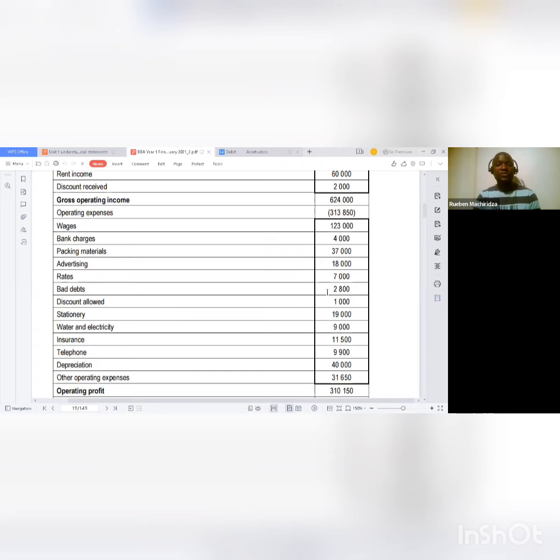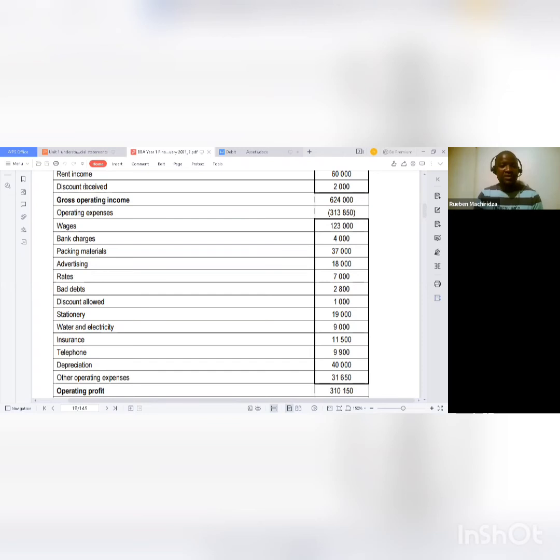So we are always told by the question, it's not that we always have bad debts, but the question tells us whether we have bad debts or we do not have bad debts. When we have bad debts, we record it under expenses. And then we have got the discount allowed.